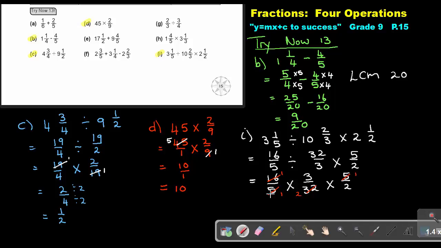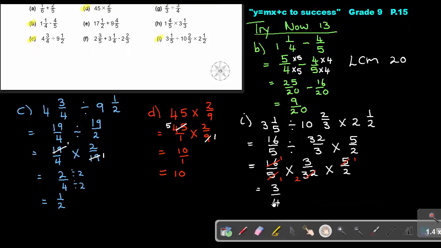So as long as it's a denominator with a numerator. And then my final answer will be 1 times 3 times 1, which is 3. 1 times 2 times 2 will be 4. So my final answer, let's just move it up a little bit, will be 3/4.